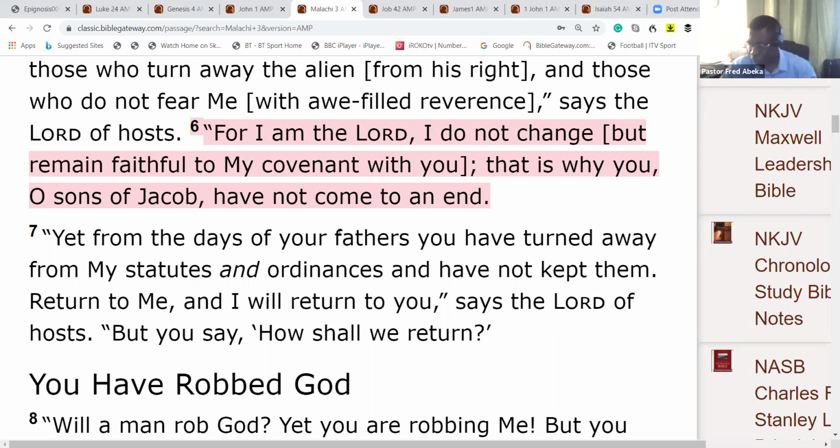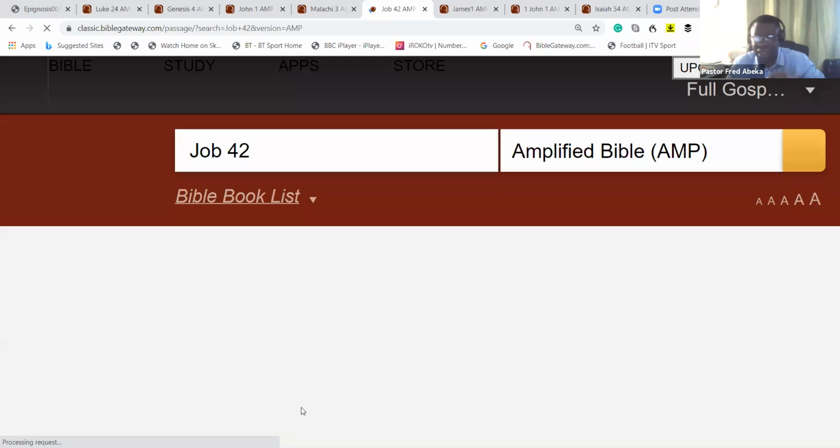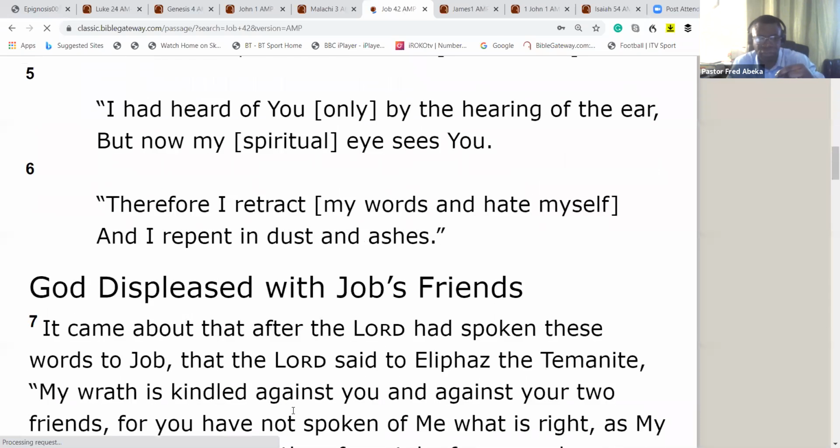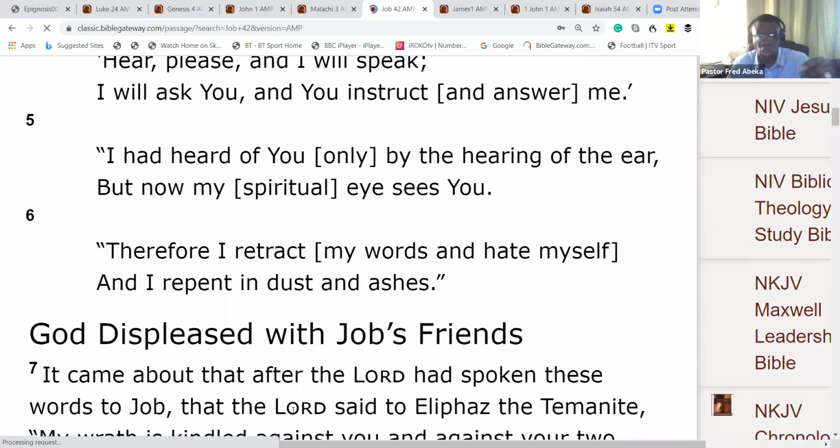So let's move on. We said that Job, at the end of his entire talkings, said that I only knew of you by the hearing of the ear. So at Job 42, he himself admitted that all the things that he said about God, Job 42:5-6, I had heard of you only by the hearing of the ear, but now my spiritual eyes see you. Verse 6, therefore I retract my words.